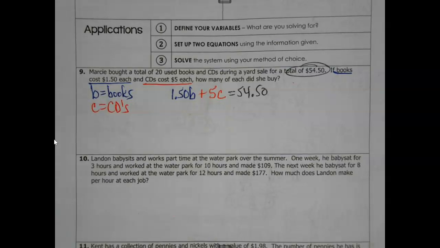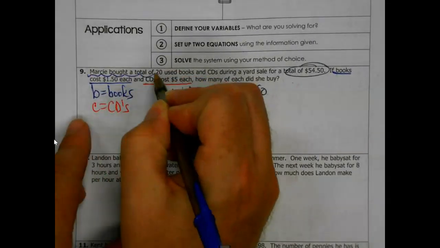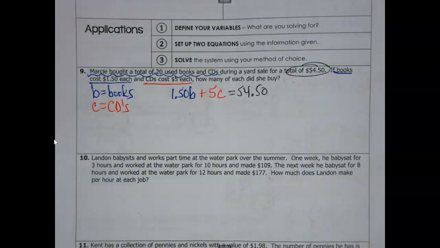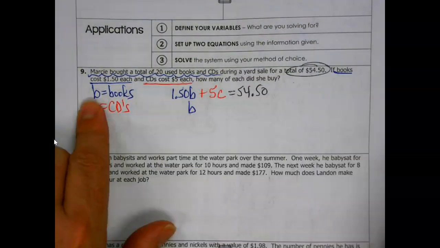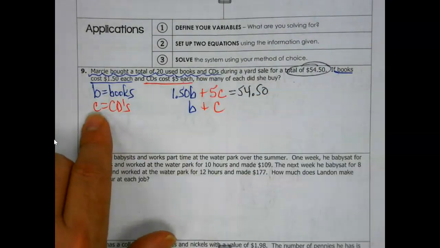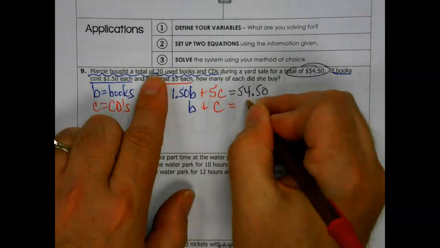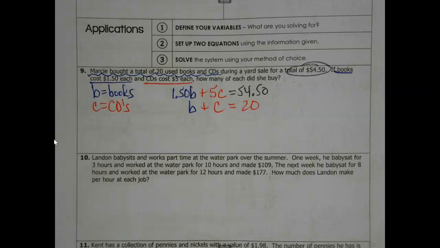You're like, well, where am I going to get the other equation from? I look around, are there any more numbers here? Marcy bought a total of 20 used books and CDs. If B is the number of books, and C is the number of CDs, and she bought a total of 20. That's what we've got rolling here. We've got our equation set up. We're set and ready to go.